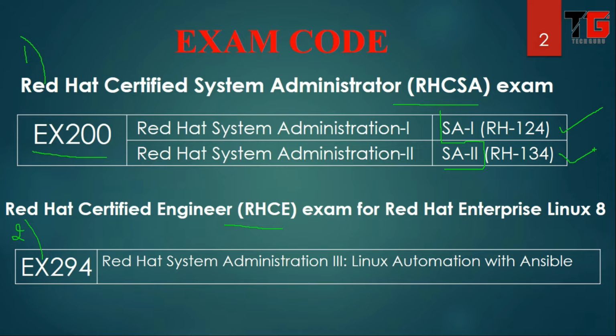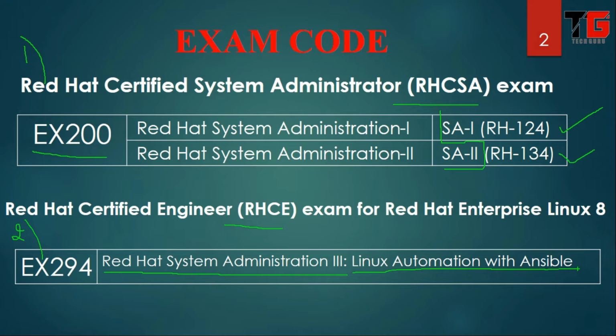When you learn these two books practically, then you have to attempt the exam EX200 and become Red Hat Certified System Administrator. That is the first exam of Red Hat. And the second exam is Red Hat Certified Engineer RHCE. In RHCE, you have to learn Red Hat System Administration 3. In this exam, Linux automation with Ansible will come.